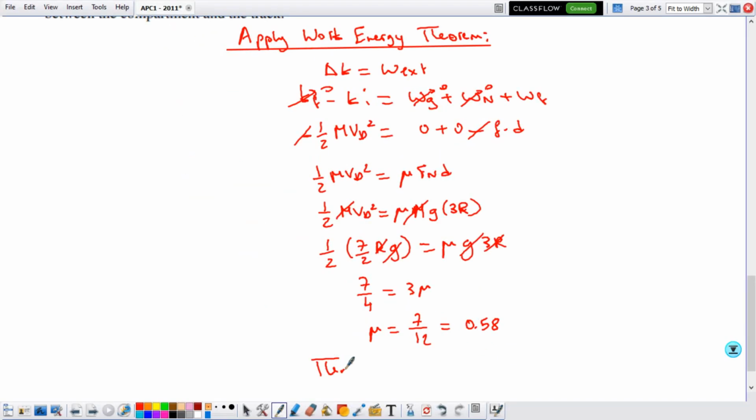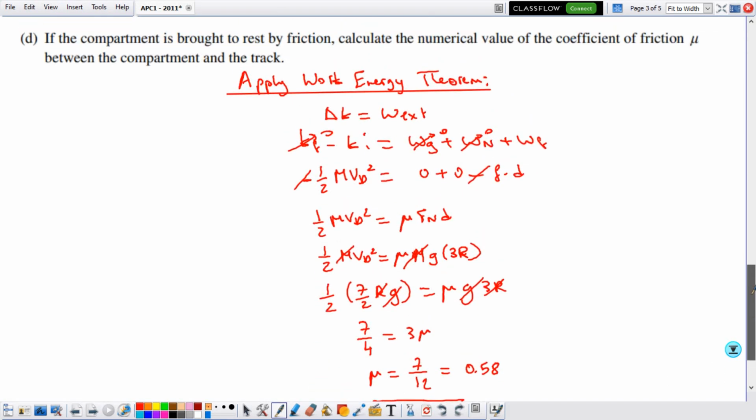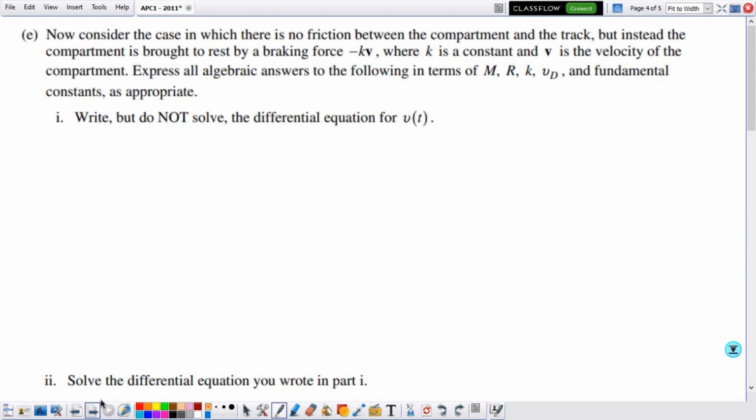Then mu is given by 0.58, which represents the coefficient of kinetic friction between the compartment and the surface. Now let's move on to the next page.